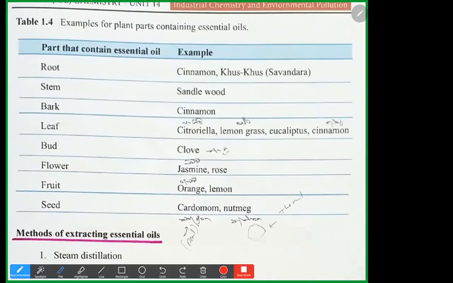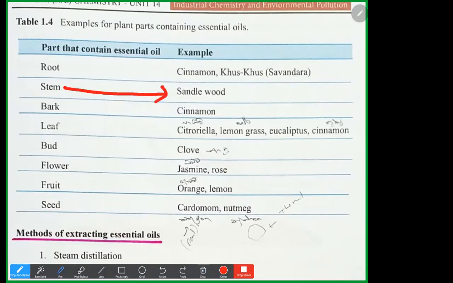If you are getting essential oils from root, examples are cinnamon and couscous. That's savandara. Have you guys seen this savandara? Savandara roots are actually used. They have a good smell. In ancient times, now you are using different fragrances, like fragrant tissues for wardrobes. Earlier they were using sandalwood and savandara to make a good smell in your wardrobes, in our grandma's time. Stem, sandalwood stem.